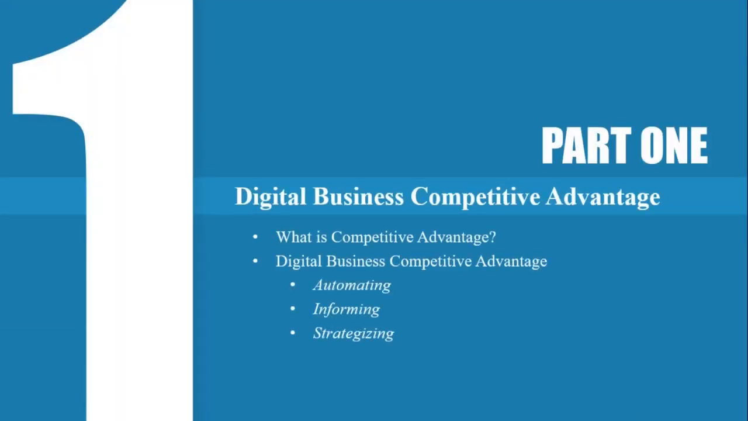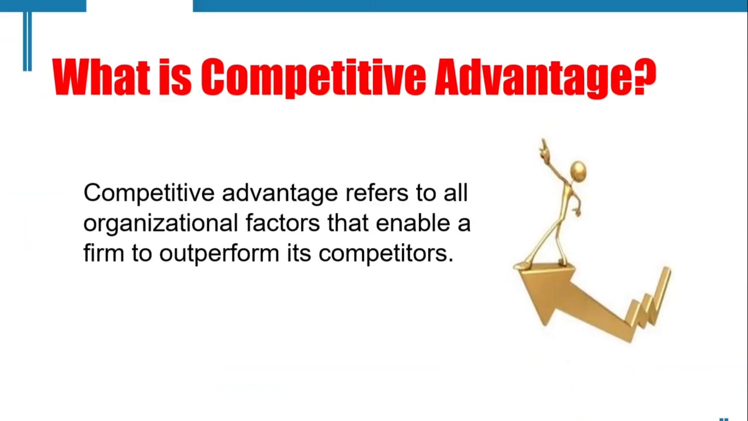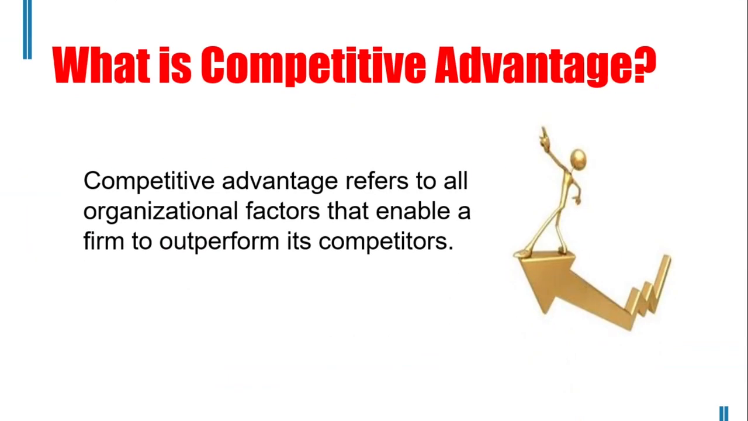The first element is competitive advantage. Competitive advantage in digital business would have one of these three aims: either to automate your service, make it cheaper, faster, informing, or strategizing. So first, what we mean by competitive advantage. Competitive advantage refers to all sorts of organizational factors, including humans and non-humans, that enable a firm to outperform other competitors in the same market.